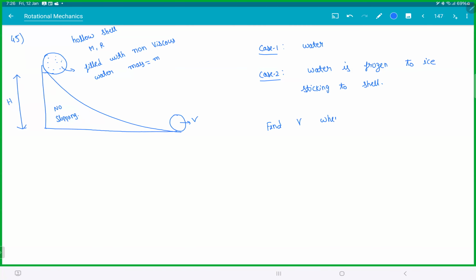In both the cases. Case 1, you have water, which is no friction. Case 2, it becomes an ice ball. And remember, always they'll ask find V and they'll say no slipping. Means you need to understand there is an omega. They won't mention it in the diagram. So be careful. If you see the word no slipping, it is understood omega is there. Let's get this.